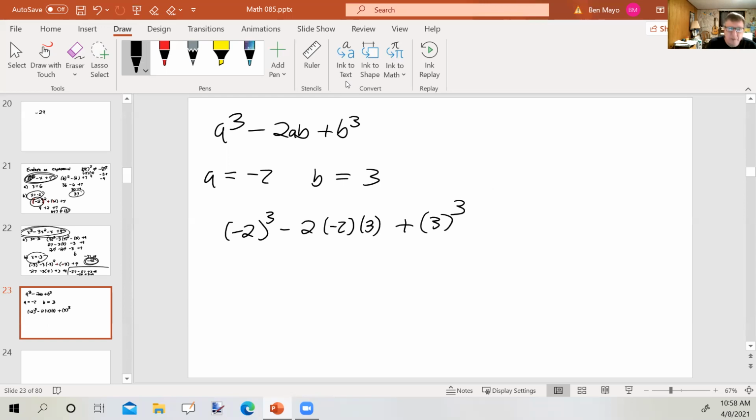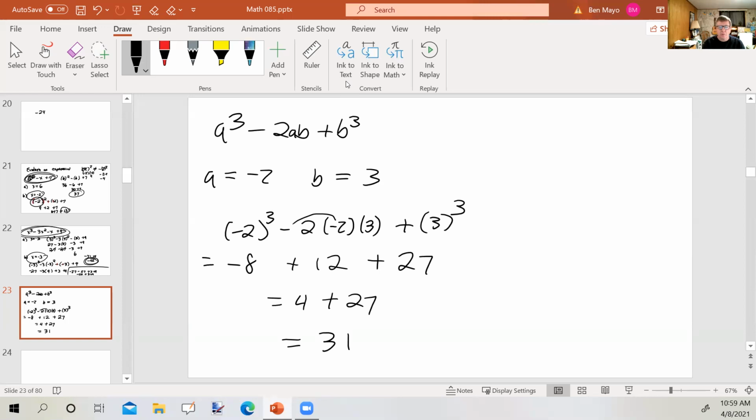(-2) cubed, -2 times -2 times -2 is -8. Let's see then, -2 times -2 would be what? 4 times 3, so it's going to be a +12. Are we okay where I got the plus there? I'll take that as a yes. Plus 3 cubed, 3 times 3 is 9 times 3 is 27. -8 plus 12 is 4. 4 plus 27 is 31.